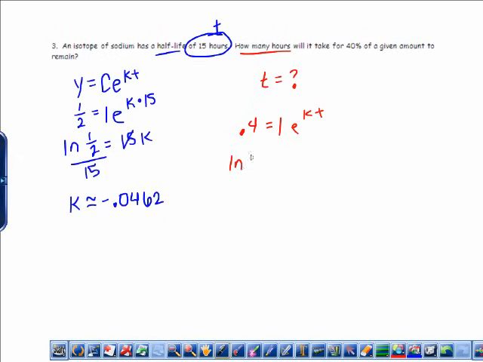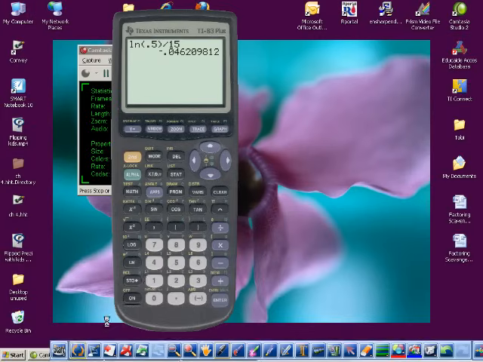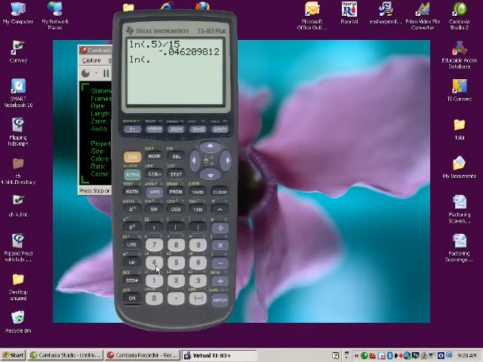Okay, so then we take the natural log of both sides. This is what I like about these problems, is we get to skip that dividing step. And then we're going to divide by, in this case, k, because that's the constant, and so that will give us our time. So the natural log of 0.4 divided by k. And there you go.